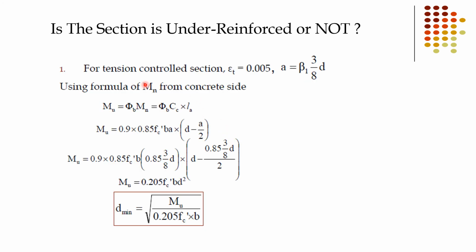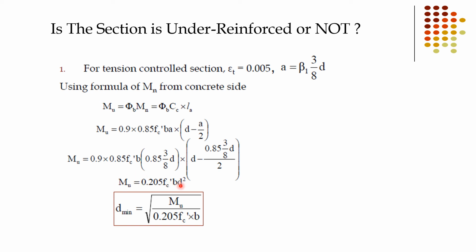For tension control, tensile strain is 0.005 and a is beta 1 times 3 by 8 d. The moment capacity formula we already know, phi C into lever arm. C value is here 0.85 fc prime b a, and this is the lever arm. Okay, now I will put the values of a, where a is in the equation, at this place and at this place. After simplification, I will get this value.